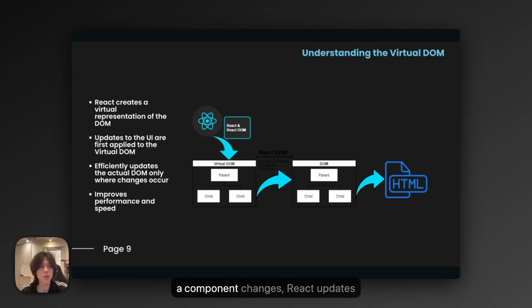So when a component's state changes, React updates the virtual DOM first. It then compares the new virtual DOM with the previous one, and it identifies what has changed. React uses a diffing algorithm to figure out the minimal number of changes required to update the real DOM. This process is called reconciliation. And updating the real DOM is much slower than updating the virtual DOM, so that's why it's very efficient to use the virtual DOM first and connect it to the normal DOM later.